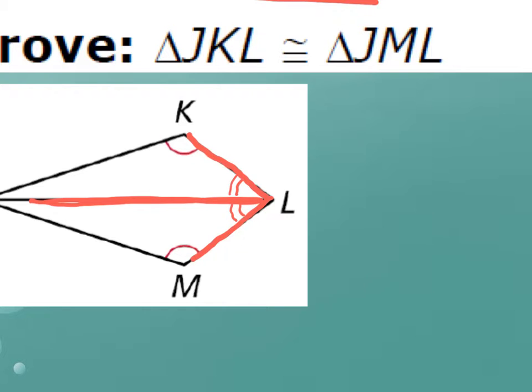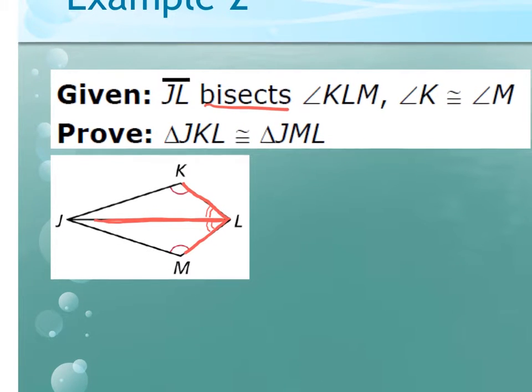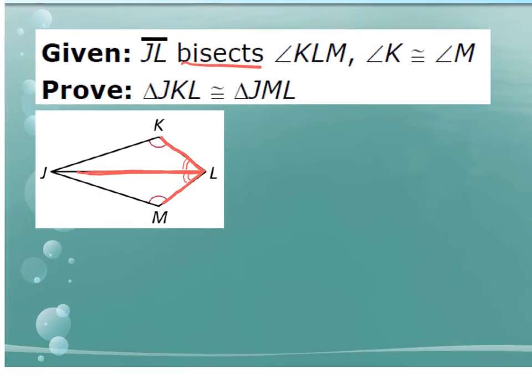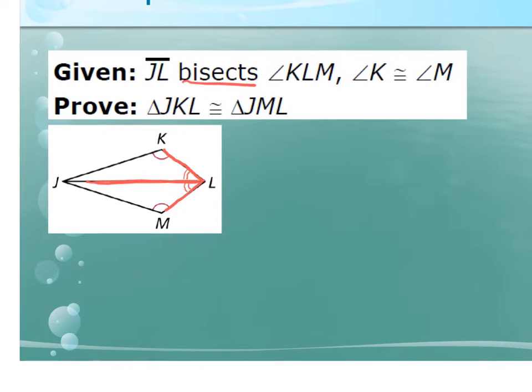Notice we haven't even started the proof yet. We're just talking about what that means. And angle K is congruent to angle M. That was already marked on there. And we are trying to prove that both the top triangle, JKL, and JML, the bottom triangle, are congruent. Okay, that's pretty much all I've got. I need some statements, and I need some reasons.